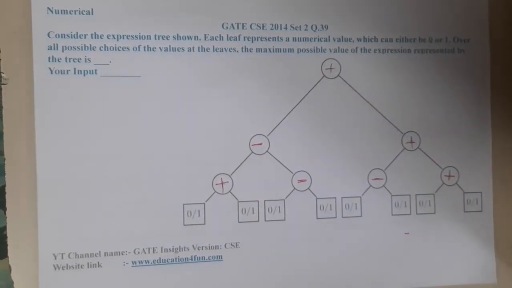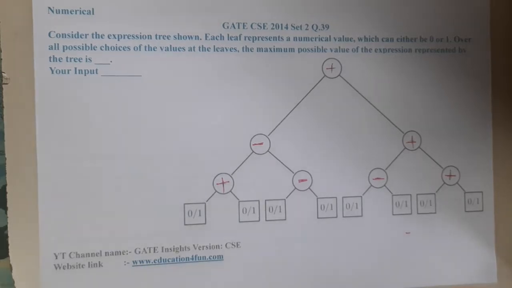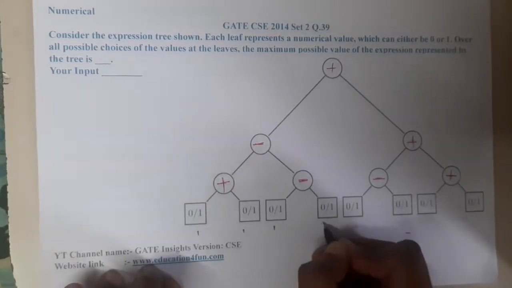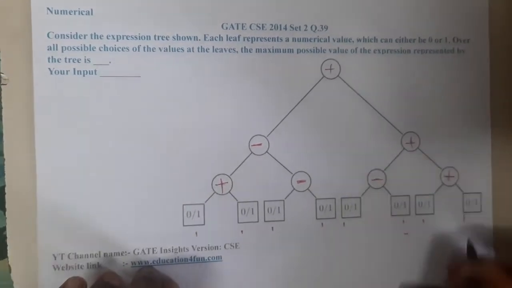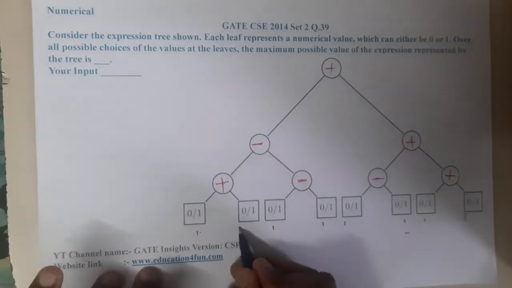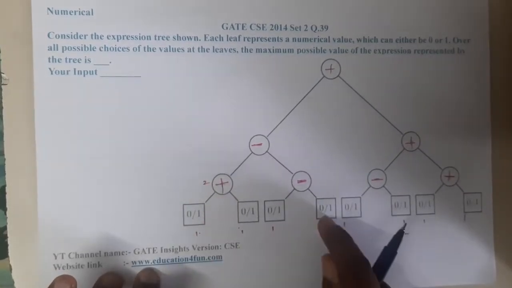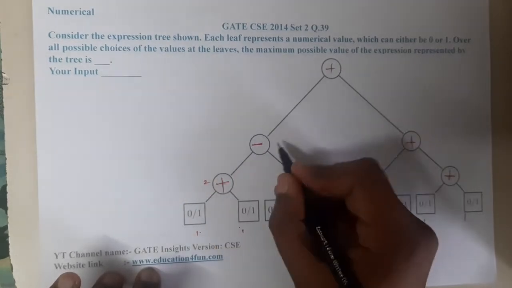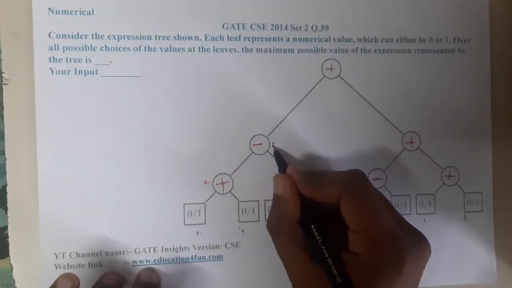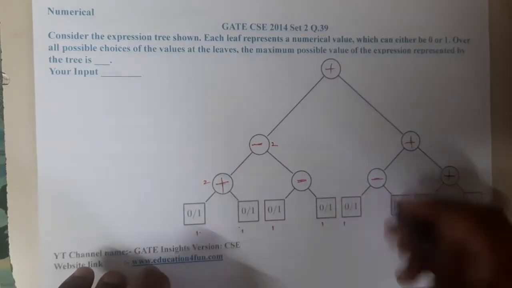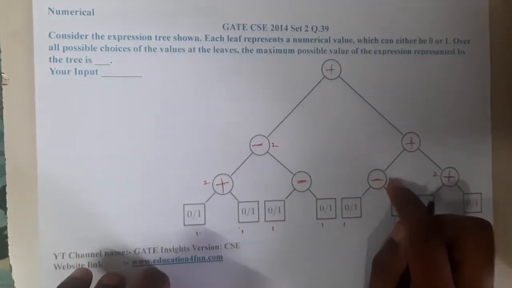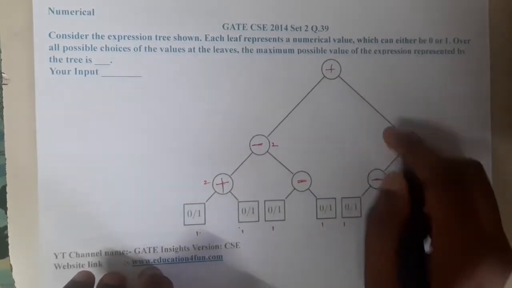A few of you might be saying that everywhere I'll keep 1. Most of us will get that first thought. So assume 1 at all eight leaves. Let us start. 1 plus 1 is 2. 1 minus 1 is 0, right? So that 0 will be passed here. So 2 minus 0 is 2. Similarly, 1 minus 1 is 0. 1 plus 1 is 2. 0 plus 2 is 2. So 2 plus 2 is 4.